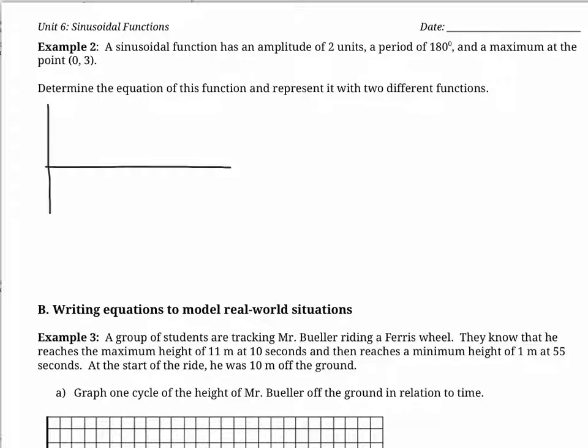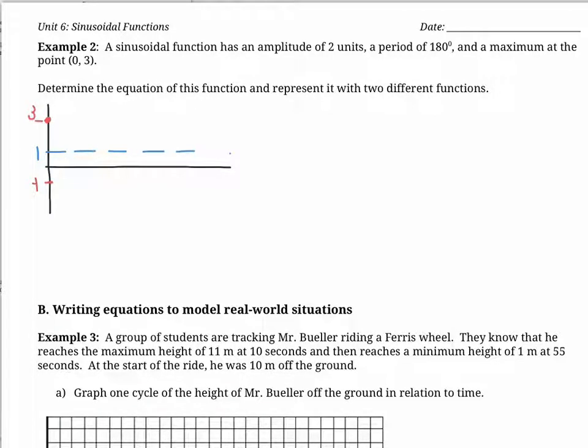So I know that there is a maximum point at (0, 3). So I know that this is 3. I also know it has an amplitude of 2 units, and that means that the middle of the graph must be here at 1, because the difference from the top to the middle has to be 2, so the middle has to be 1, which means our minimum value has to be 2 below 1, so our minimum value has to be at -1. So I'll just keep that in mind, that I've got to bring this all the way down to -1.